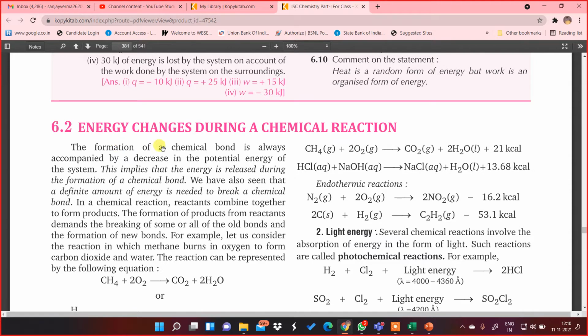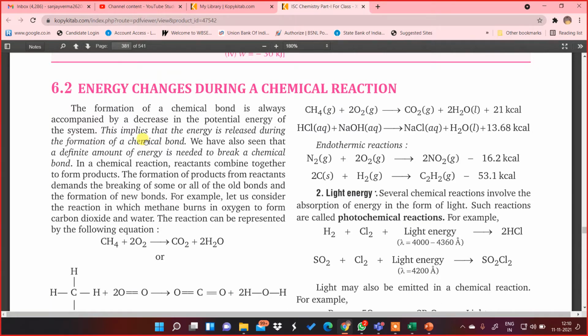So after this, we can move to the energy changes during different chemical reactions. This is an important part of the chapter. Now, what are the energy changes happening in a chemical reaction? To understand this, let us first try to understand the first paragraph over here. When a chemical bond is formed, it is always accompanied by a decrease in the potential energy of the system. So remember that when a bond is being formed, the potential energy is lowered. This implies that energy is released during the formation of a chemical bond.